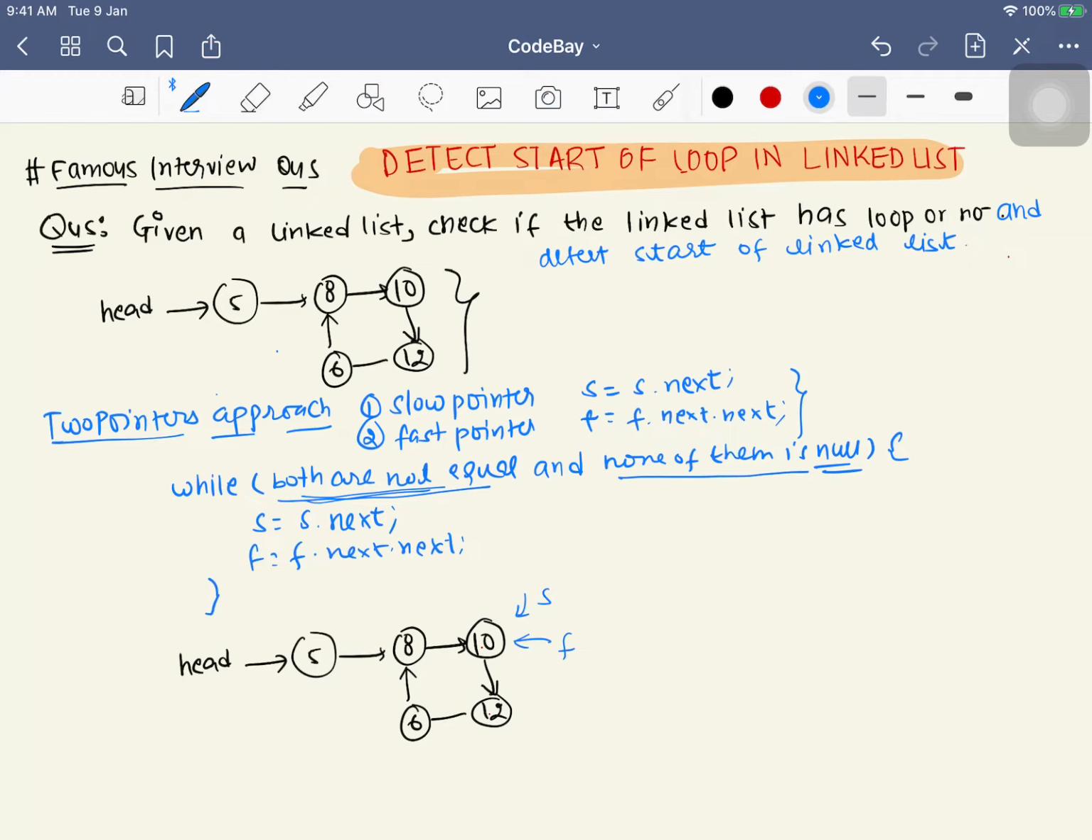Hello friends, and today we will learn how to detect the start of a cycle inside a linked list. In our earlier video, we learned how to check if the linked list contains a cycle or not. Now we will take it forward and try to detect the starting point of that cycle.